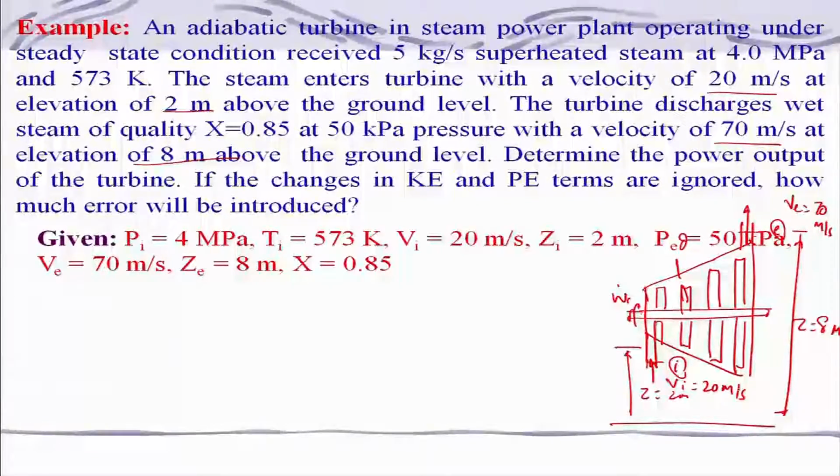So, these are the data I have already mentioned: P_i is given as 4 megapascal, T_i is 573 Kelvin, V_i is 20 meter per second, Z_i is 2 meter, and the steam exits at quality X equal to 0.85. We will have to find out the work done and the percentage of error if we neglect the kinetic energy and potential energy terms.